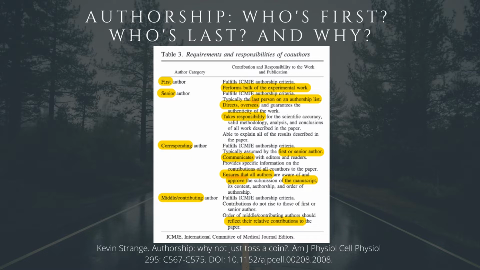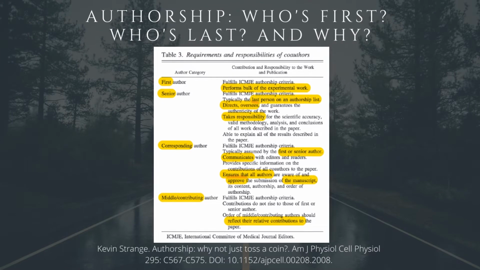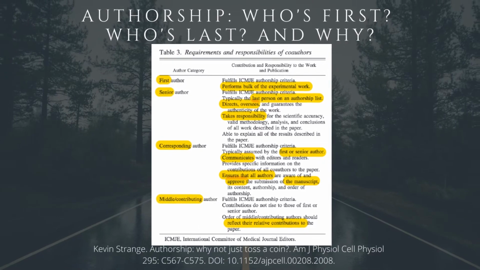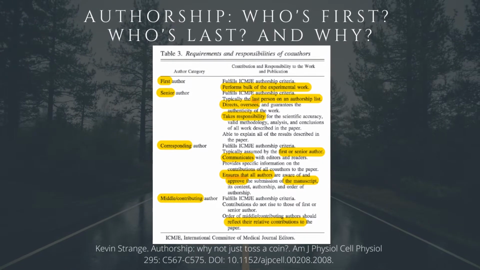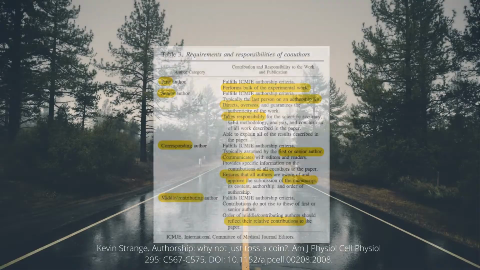What about the middle contributing authors? Their contributions do not rise to those of the first or senior author. They do reflect their relative contributions to the paper, and all of the authors, including first, senior, corresponding, and middle contributing author, should all fulfill the ICMJE authorship criteria.